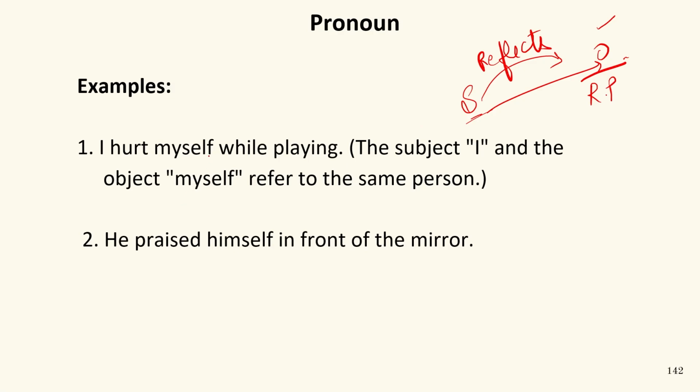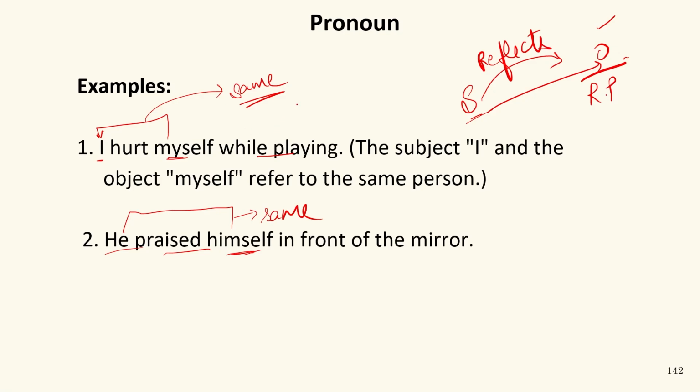I hurt myself while playing. So your I and this myself is used for this same word I. It means both of these persons are same. So this is called reflexive pronoun. He praised himself. It means he talked about himself only. So he praised himself in front of the mirror. So himself and he are the same person. It means this himself is a reflection of he. So this is called reflexive pronoun.